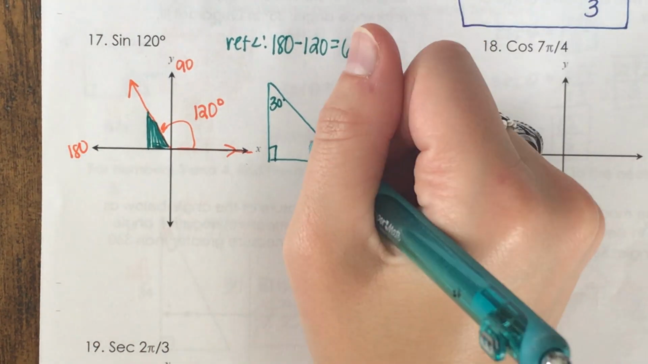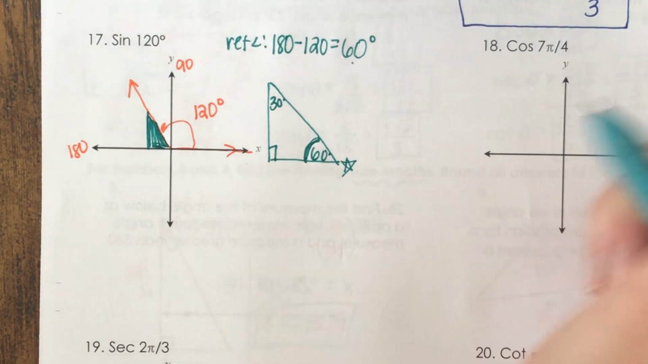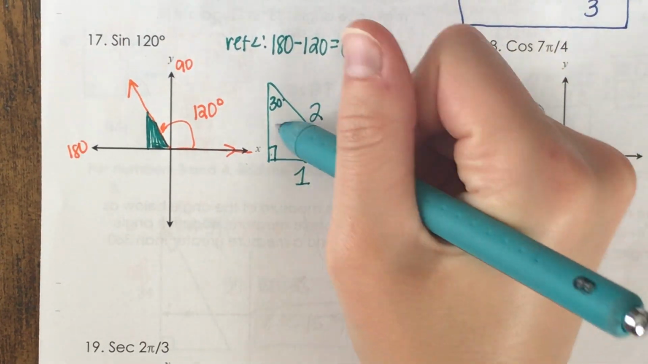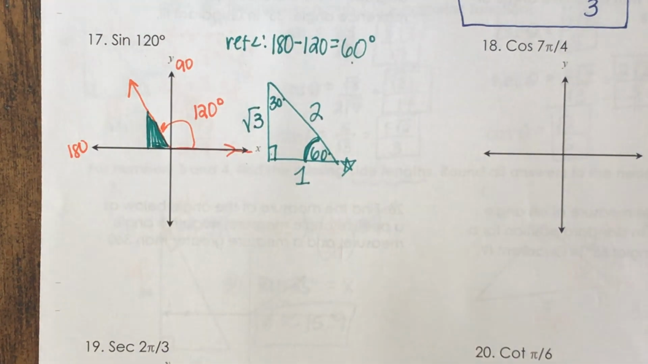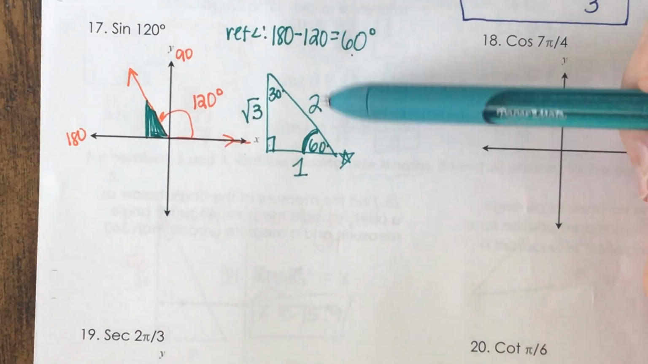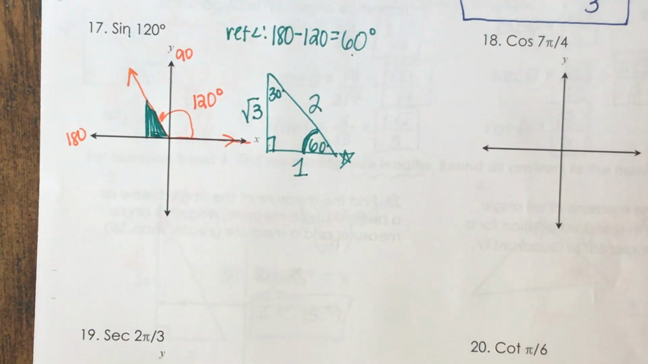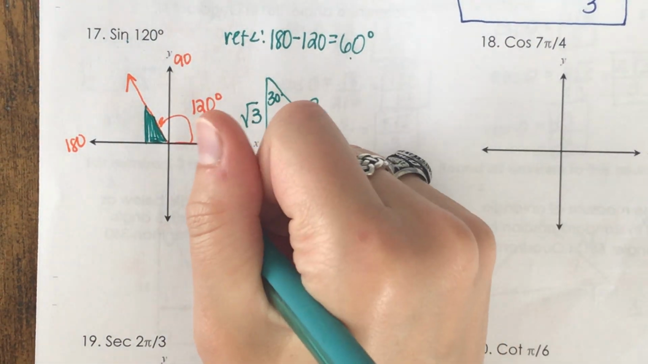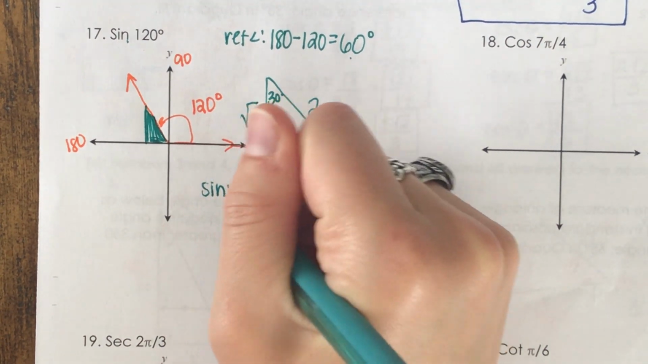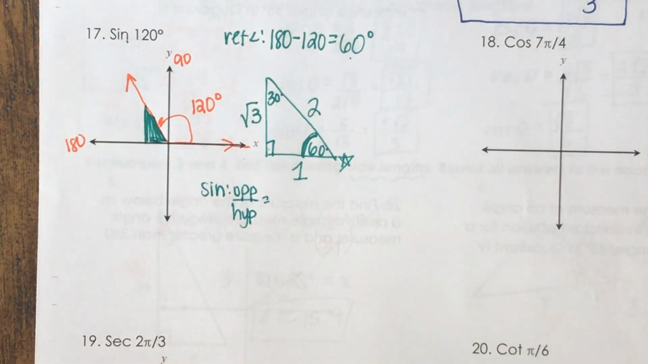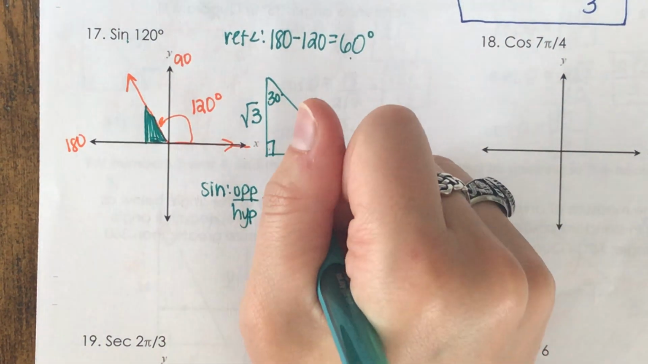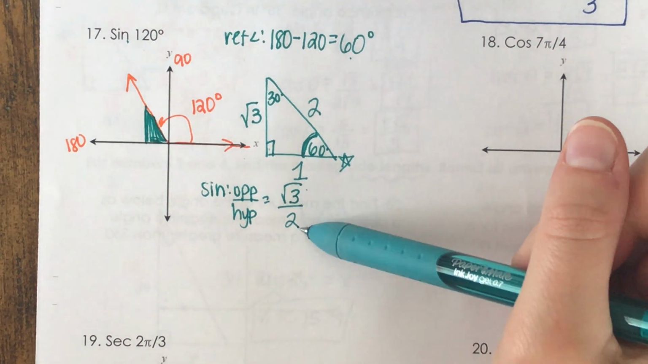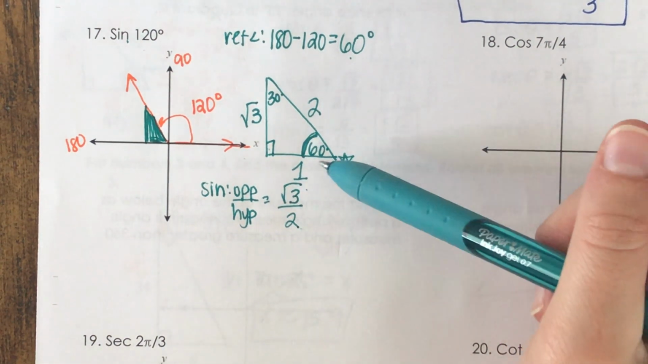And I'm going to mark my 60, it's my reference angle. So across from the 30 is a 1, across from the 90 is a 2, across from the 60 is a radical 3. All right. I'm looking at the sine. Sine means opposite over hypotenuse. Opposite is radical 3, hypotenuse is 2. So my answer is radical 3 over 2. I don't have anything to reduce there.